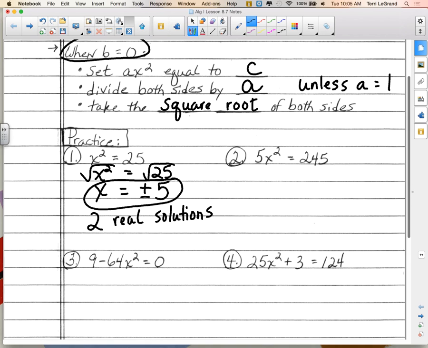So this parabola would cross the x-axis where? At positive 5 and at negative 5, right? It's going to cross at both of them.